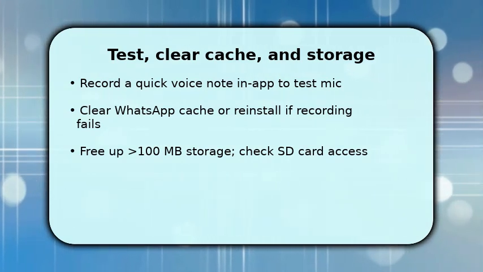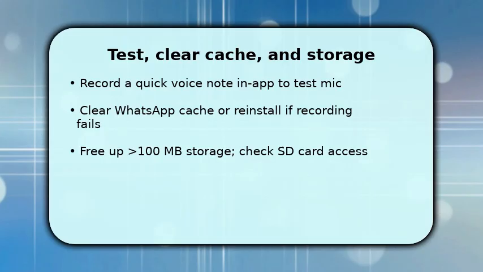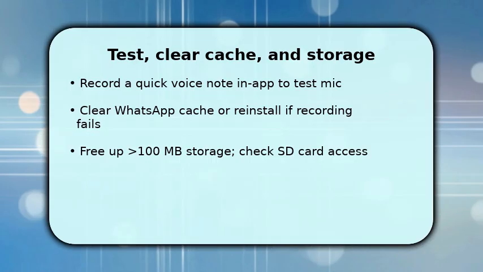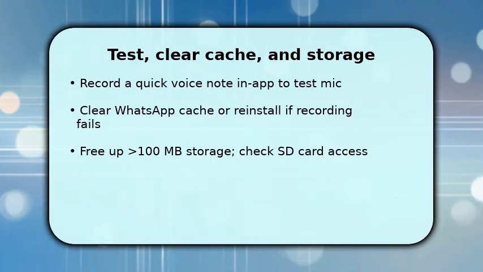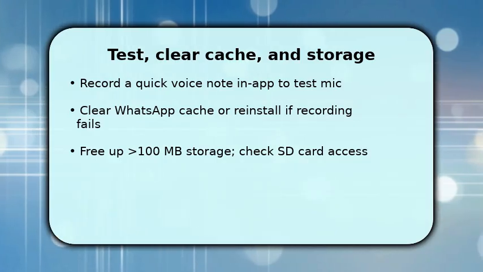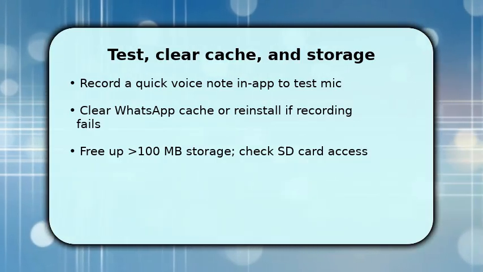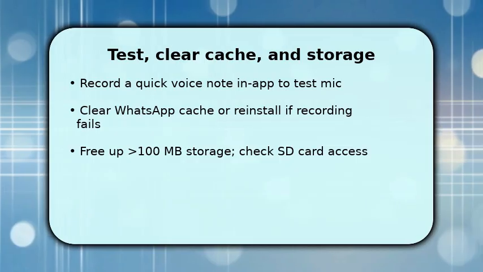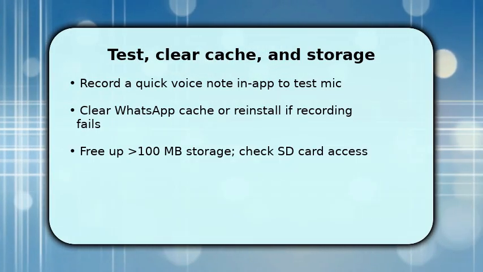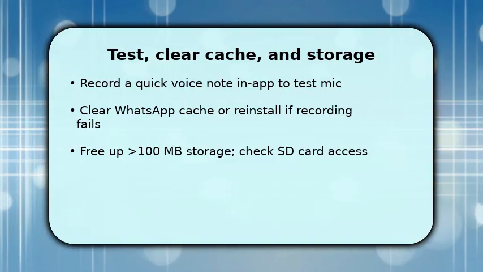If the recording fails or is muted, clear the app cache in settings or uninstall and reinstall the app to reset corrupted files. Next, verify local storage. Free at least 100 MB and ensure WhatsApp can write to internal storage or the SD card. Once that's resolved, retry recording. If it succeeds, the problem was app data or storage permissions causing failures.